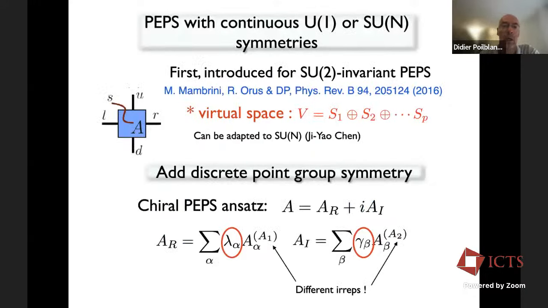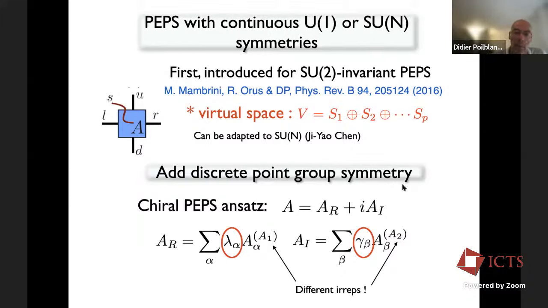Okay, so the first thing we can do to construct this chiral spin liquid is, because these are singlet states, they are invariant under SU(2) rotations. So we want to adapt the PEPS framework to describe SU(2)-invariant ground states. The idea basically is to write the virtual space as a direct sum of irreps of my group. For SU(2), it would be different spin irreducible representations, but that can also be adapted to SU(N) or even more complicated groups. So that's the first step.